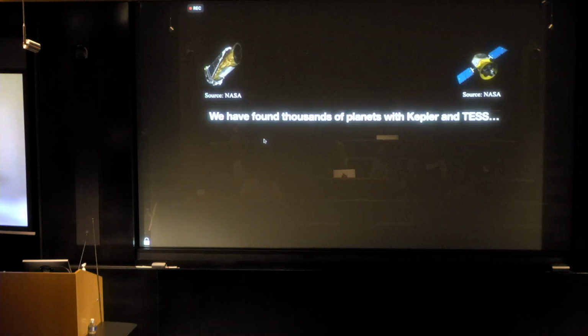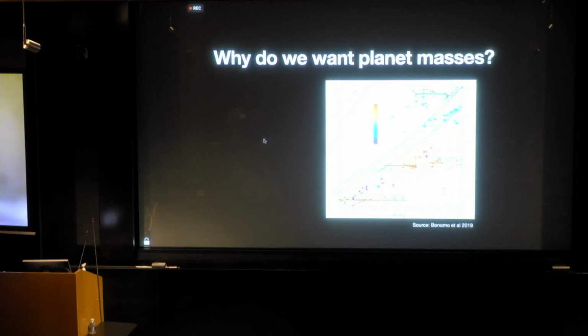Okay, so this is Kepler and this is TESS, the Transiting Exoplanet Survey Satellite. Together, they found thousands of planets, and that's great. They've given us a lot of information based on multiplicity, the radius of planets, the spacing between planets. You can deduce a lot of information about planetary systems that way. One thing they don't give us, though, is the mass.